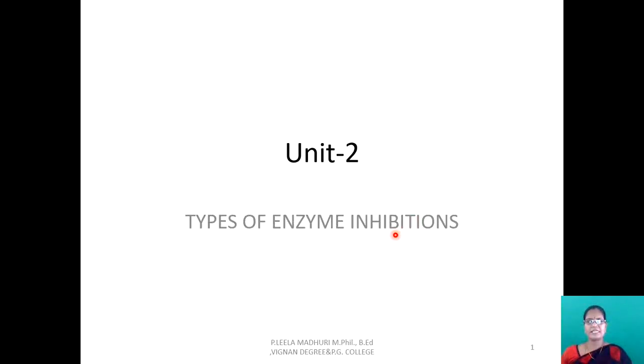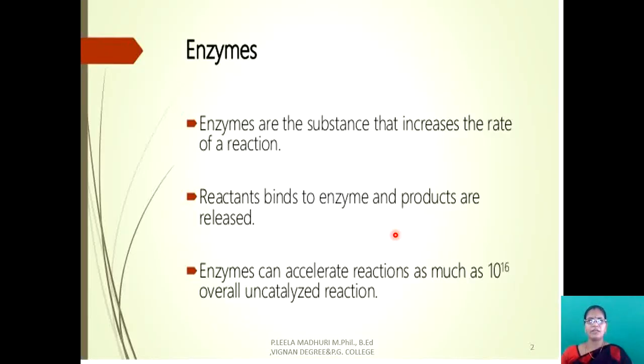Today we will discuss types of enzyme inhibitions. Before going into the types of enzyme inhibitions, first we will see what we mean by enzymes. Enzymes are the substances that increase the rate of a reaction.